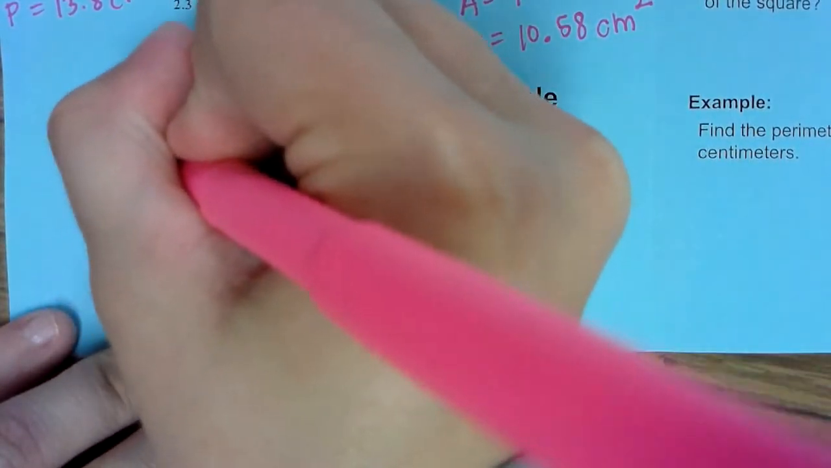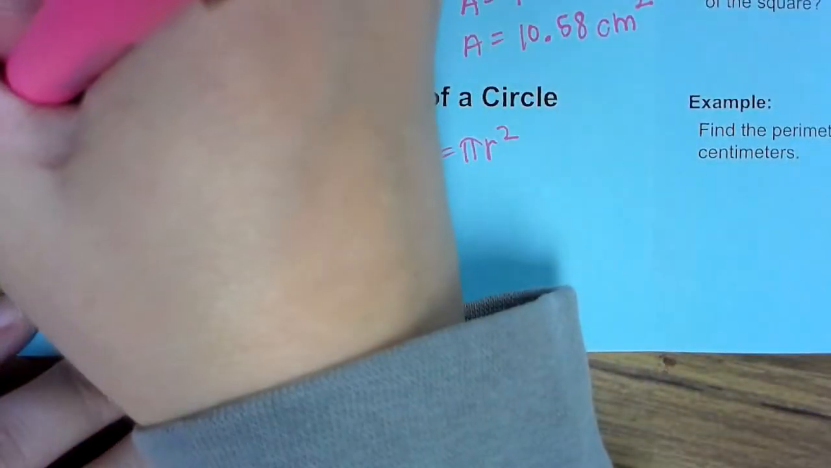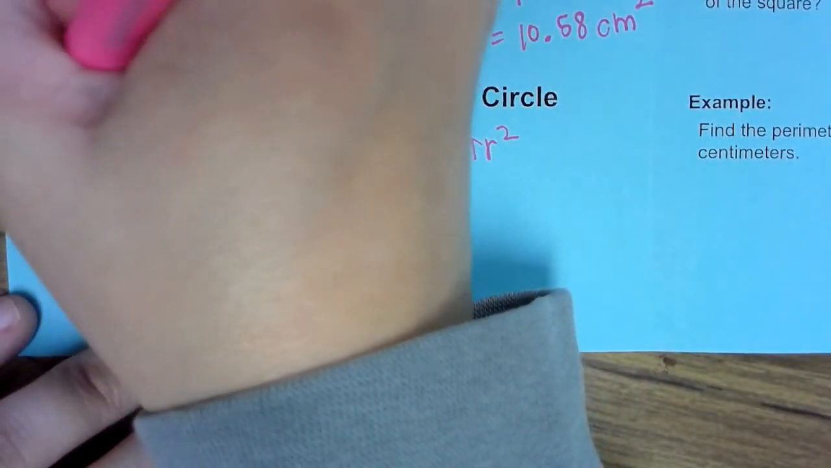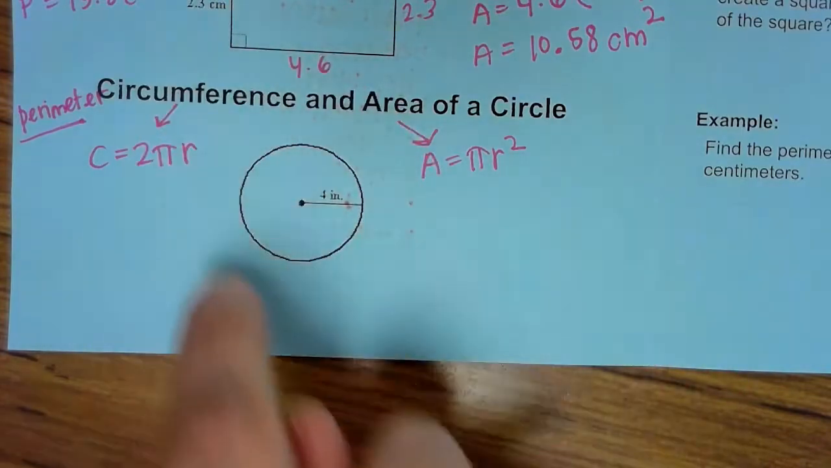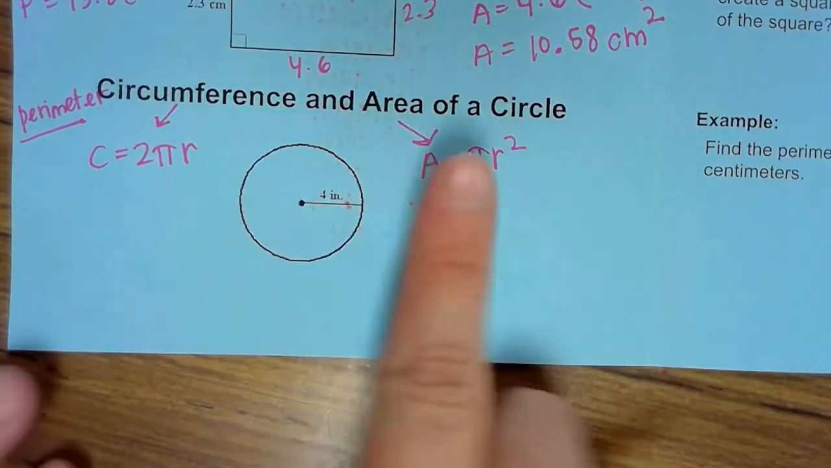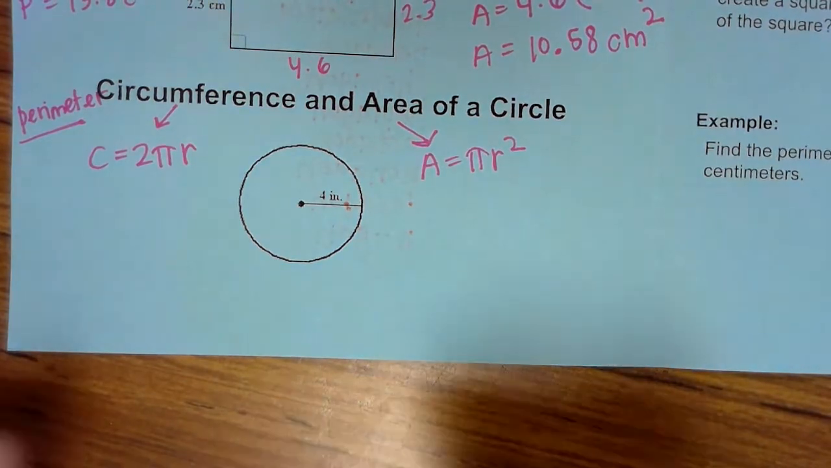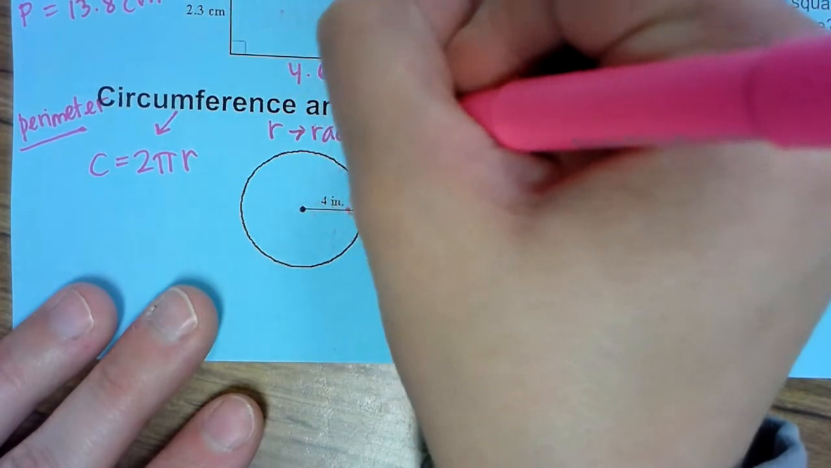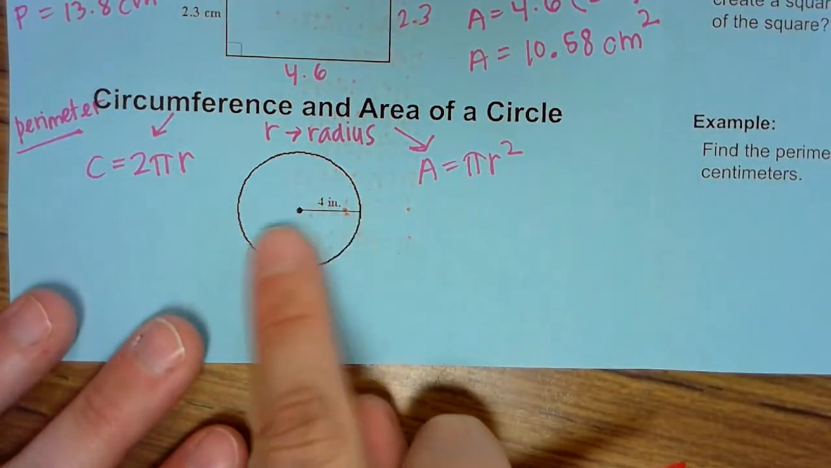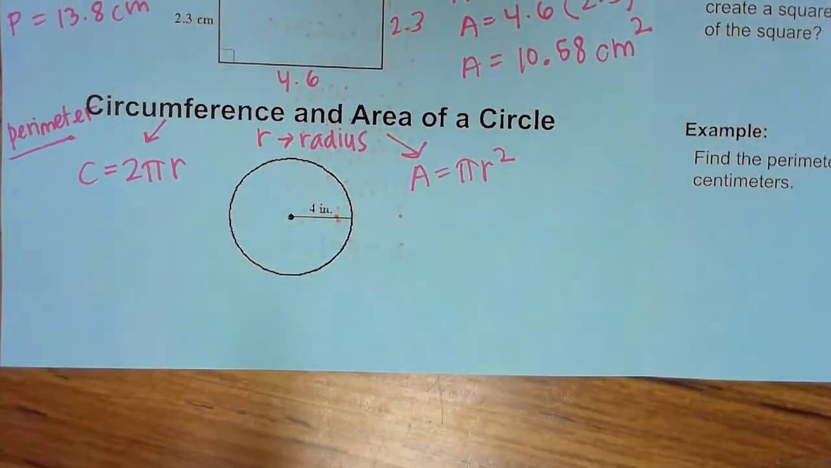Circumference is 2 pi r. Let's talk about the difference here. Circumference is kind of like perimeter. If you could have perimeter of a circle, it would be called circumference. That's telling you the distance around the circle. Remember, area is telling you the distance inside the circle. That's the difference. Remember, the r in these equations stands for radius, and that radius is the halfway part across the circle. If it goes all the way across, it is called the diameter.